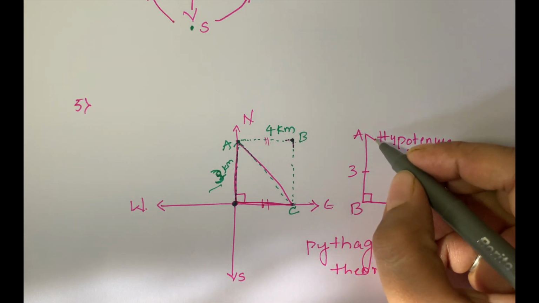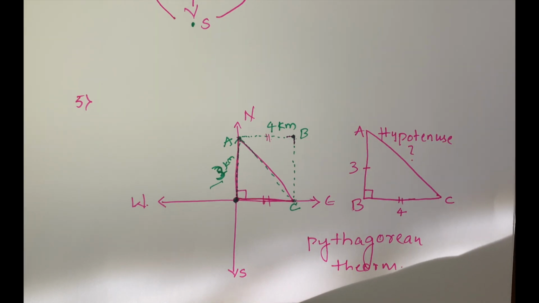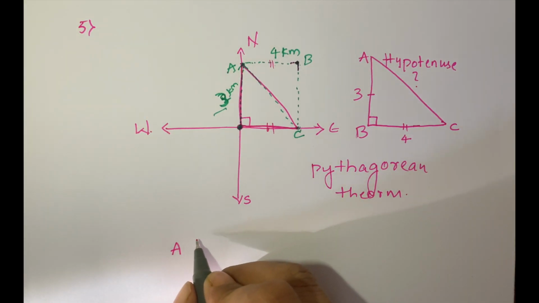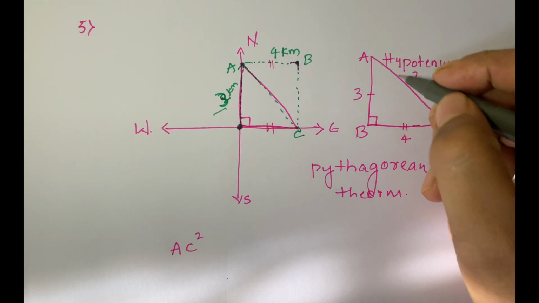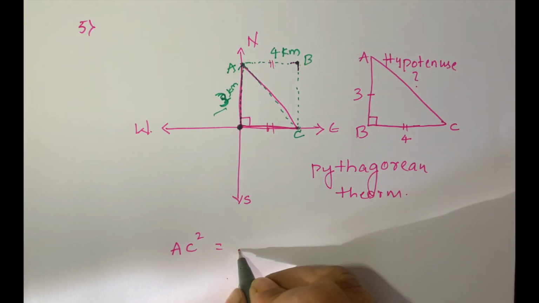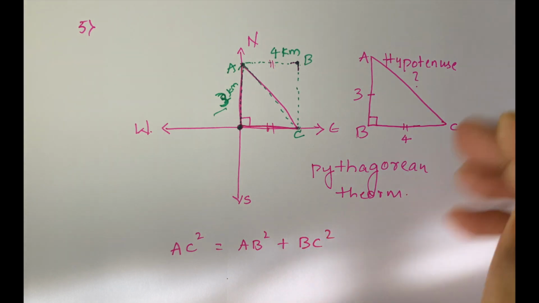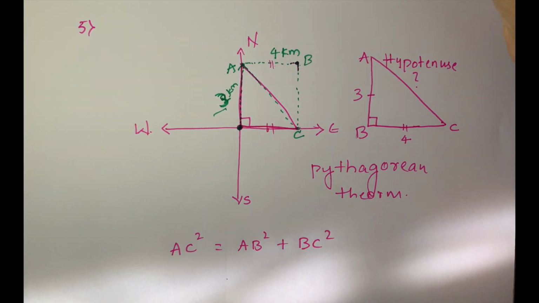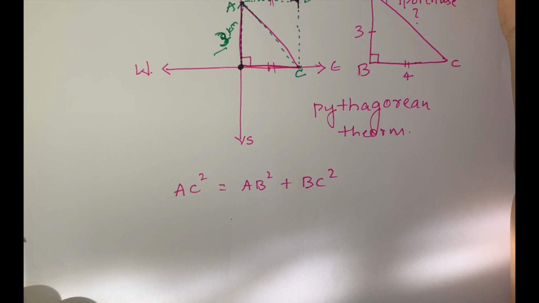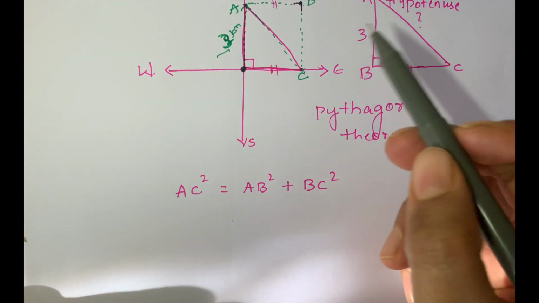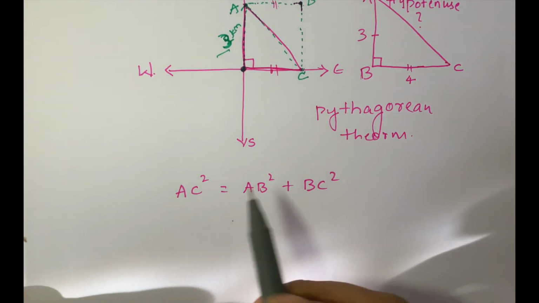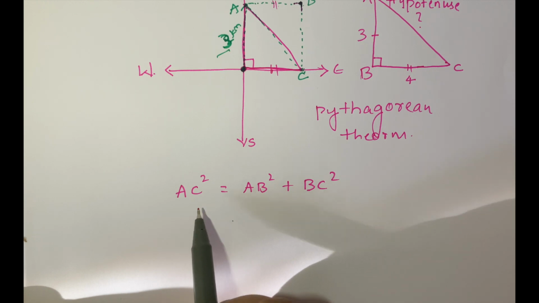So now here this is AC. AC square, that is the hypotenuse, is equal to AB square plus BC square. So this used to be the calculation which we would do in our school days, if you remember. So if they ask anything like that, then we are supposed to apply this formula.